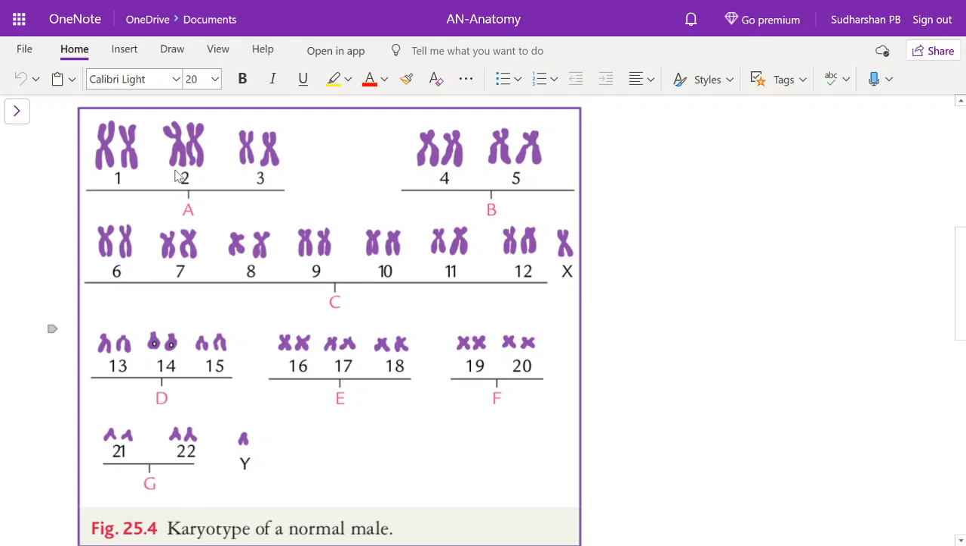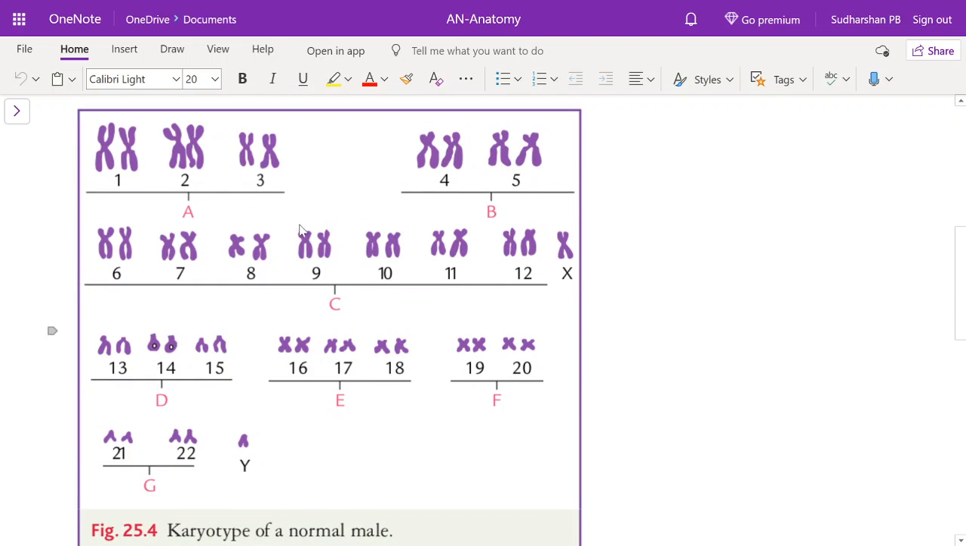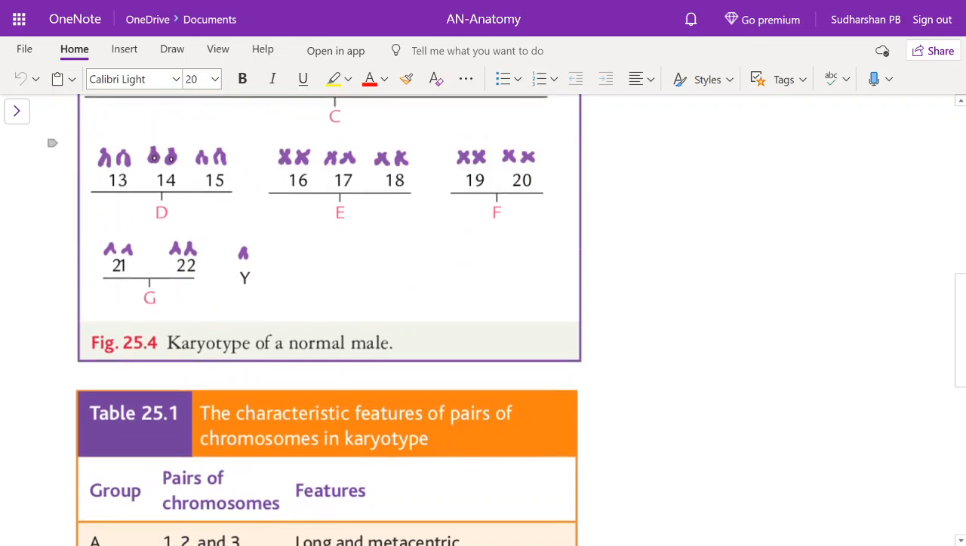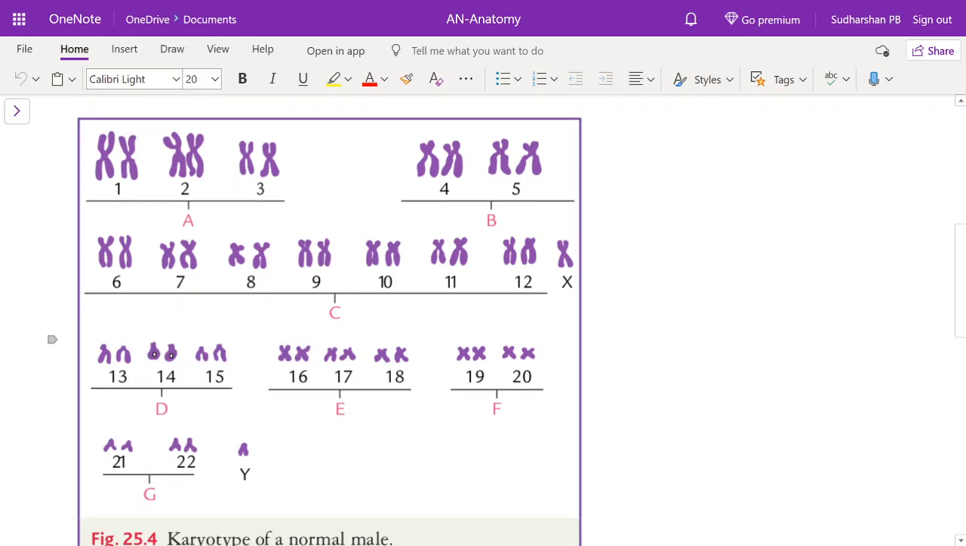Already we said 1 to 3 and then 19 and 20. So 1 to 3 and 19 to 20 are what? Metacentric. And 13 to 15 along with 21 and 22 with Y are acrocentric. The rest are all submetacentric, that is 6 to 12 with the X chromosome, along with 4 and 5.